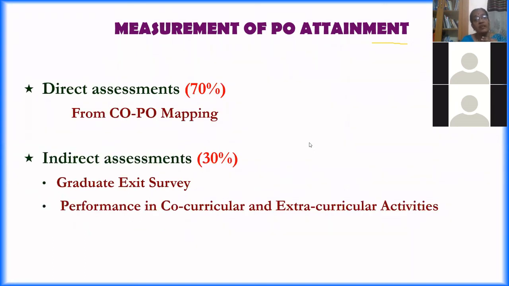And the PO attainment will be 70% from the CO-PO mapping, that is the PAM table, and from the CO attainment directly, with the weighted percentage of the PAM matrix, we calculate the PO attainment.